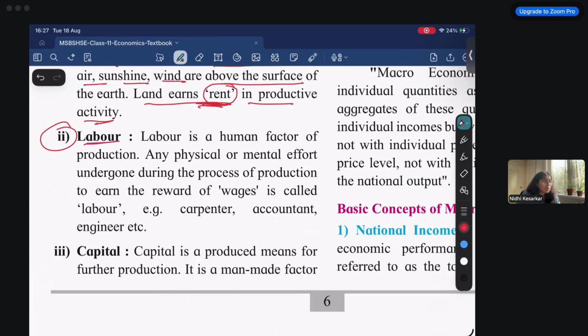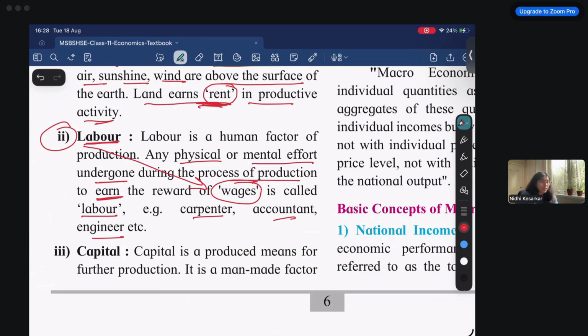Next is labor. What does labor mean? Labor is a human factor. I am a labor, you are a labor, anybody watching this video is also a labor. So, any physical or mental effort undergone during the process of production to earn the reward of wages. So, what does labor earn? They earn wages. Examples are carpenter, accountant, engineer, and many more.